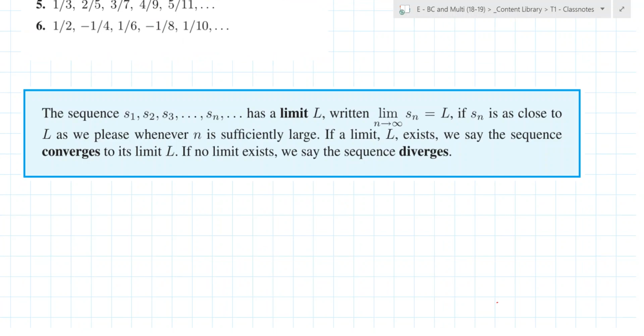The sequence S1, S2, S3, S4, Sn has a limit L, written as the limit as n goes to infinity of Sn equals L, if Sn is as close to L as we please whenever n is sufficiently large. Something is a limit if we can always get closer to it.